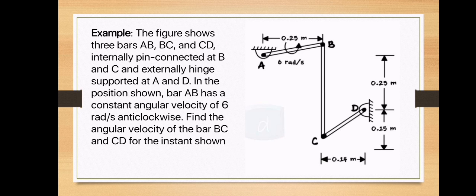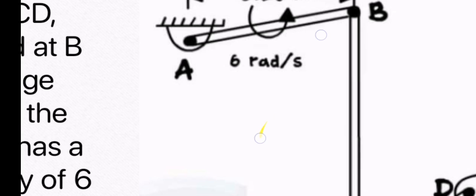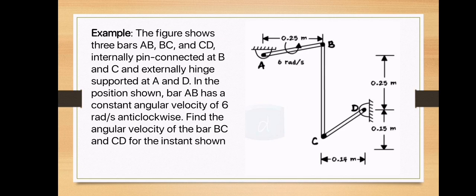So here is the example. The figure shows 3 bars AB, BC, and DC, internally pin connected at B and C. So this is the general plane motion. And externally hinge supported at A and D. In the position shown, bar AB has a constant angular velocity of 6 rad/s anti-clockwise. Find the angular velocity of the bars BC and CD for the instance shown.